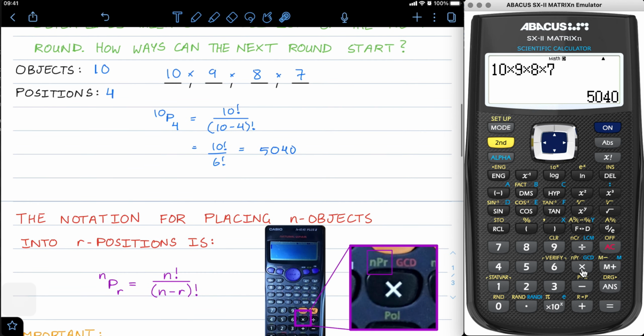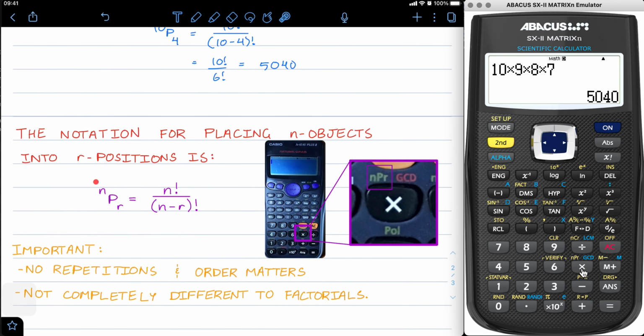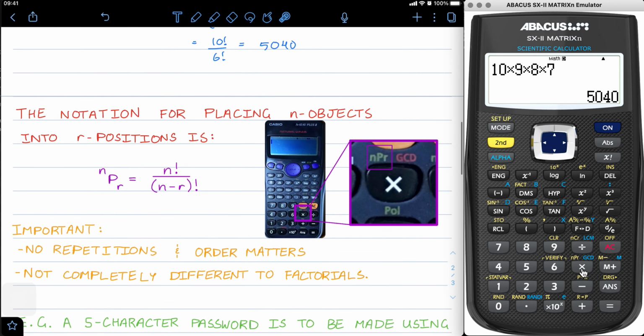Yeah, so remember, nPr is n total objects, P is for the permutation, and r is the number of positions that we have to place them in. The important details are, this is with no repetitions and order matters, and this is not completely different from factorial notation.